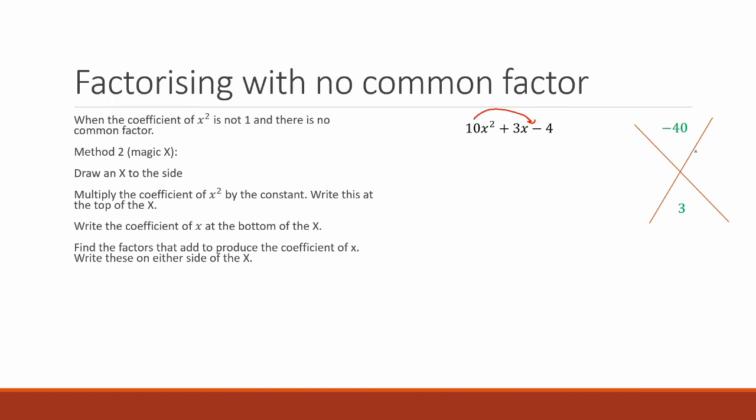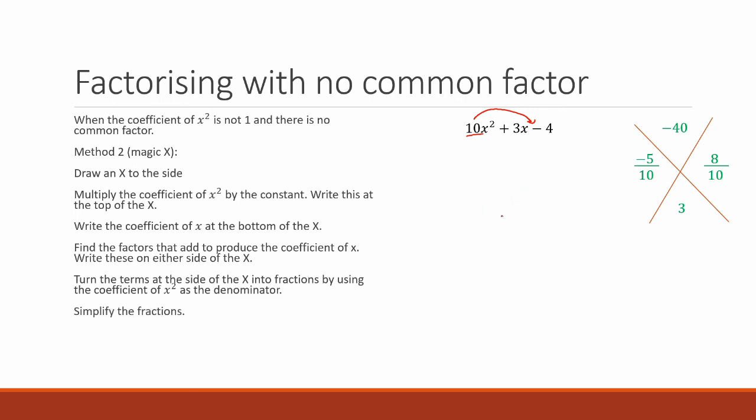Next, we need to still find those coefficients of negative 40 that add to 3, and they get written either side of the x. So we have negative 5 times positive 8 equals negative 40, and negative 5 plus 8 is positive 3. Now we need to turn each of these side terms into fractions by using the coefficient here, a, of x squared as the denominator. So I'm going to write 10 underneath both of those. Finally, I just need to simplify those fractions.